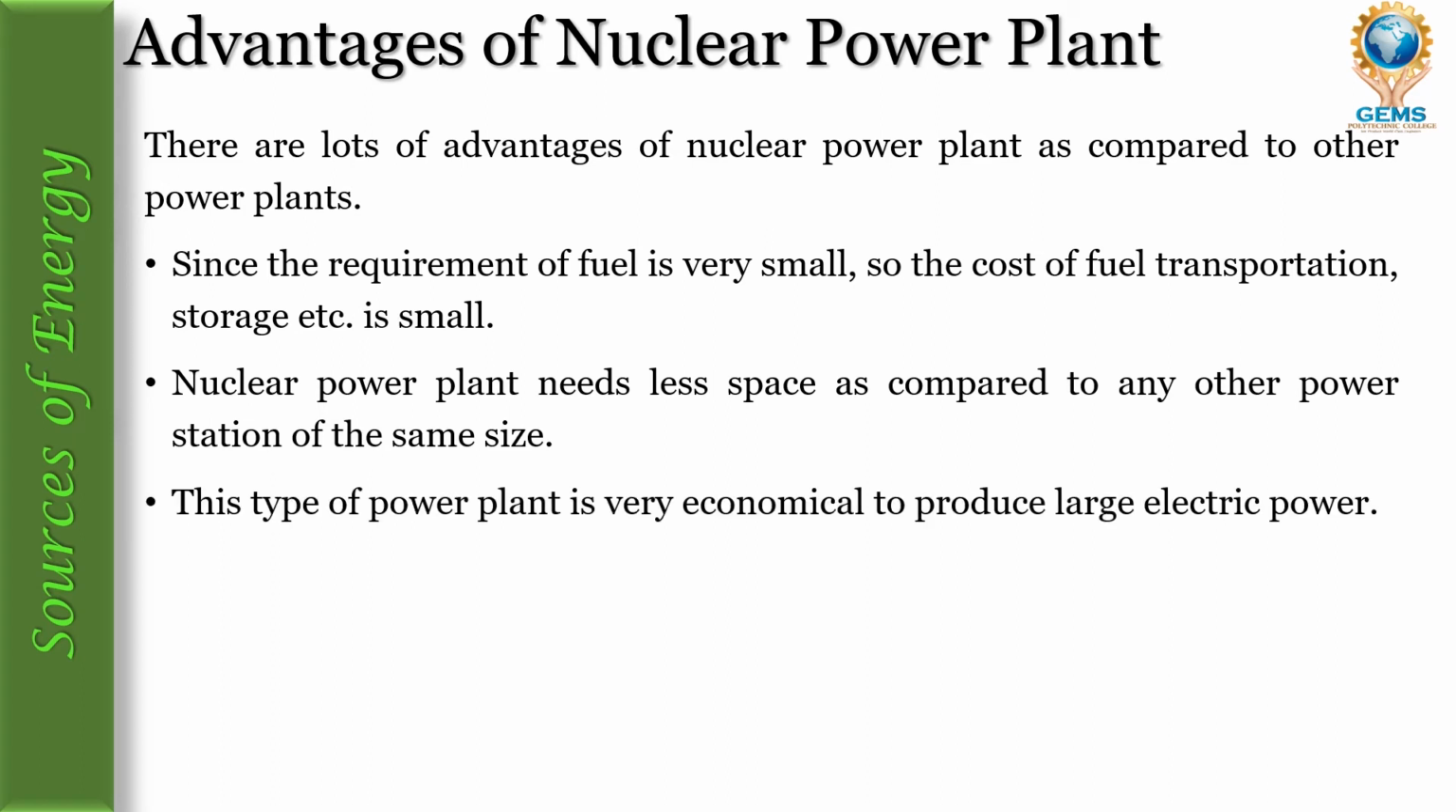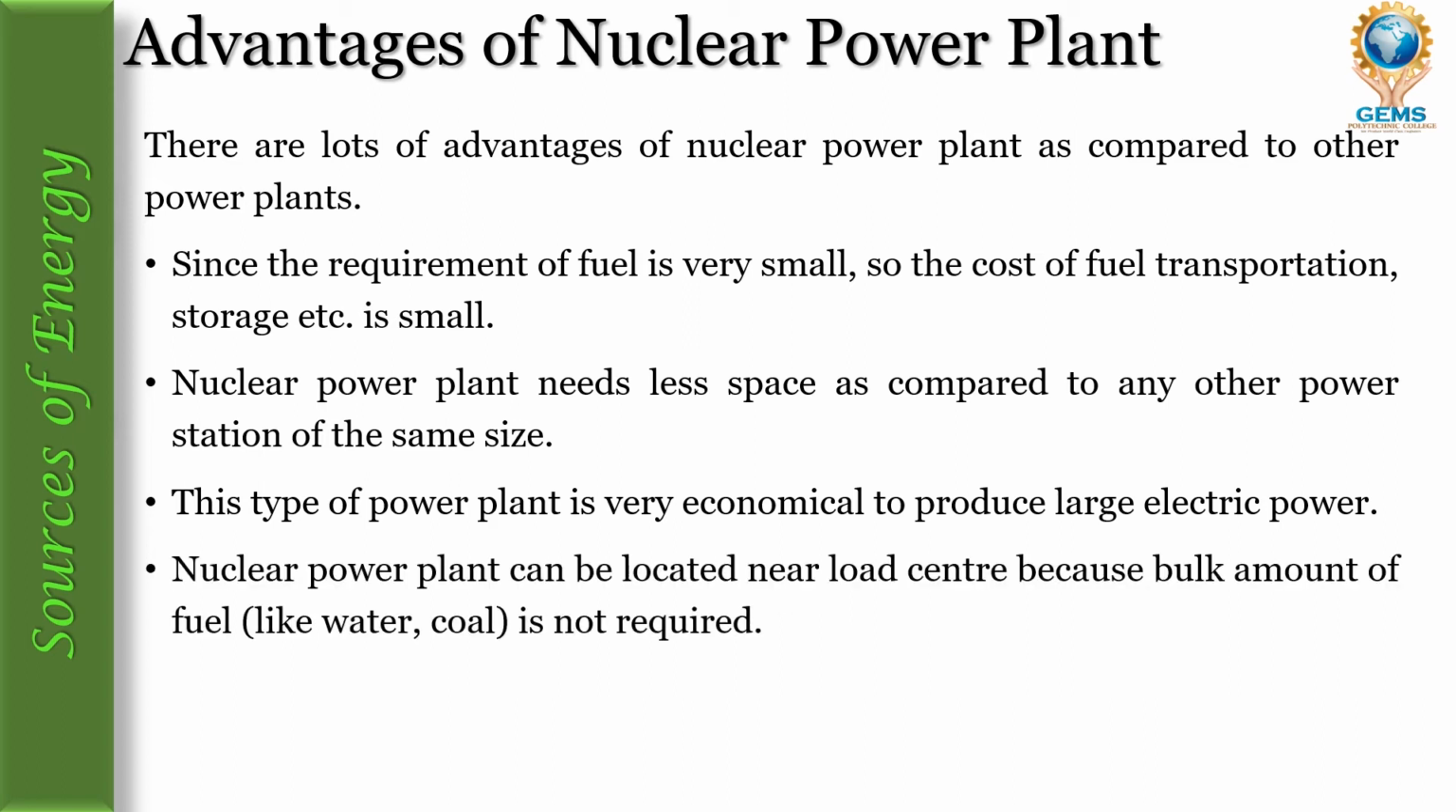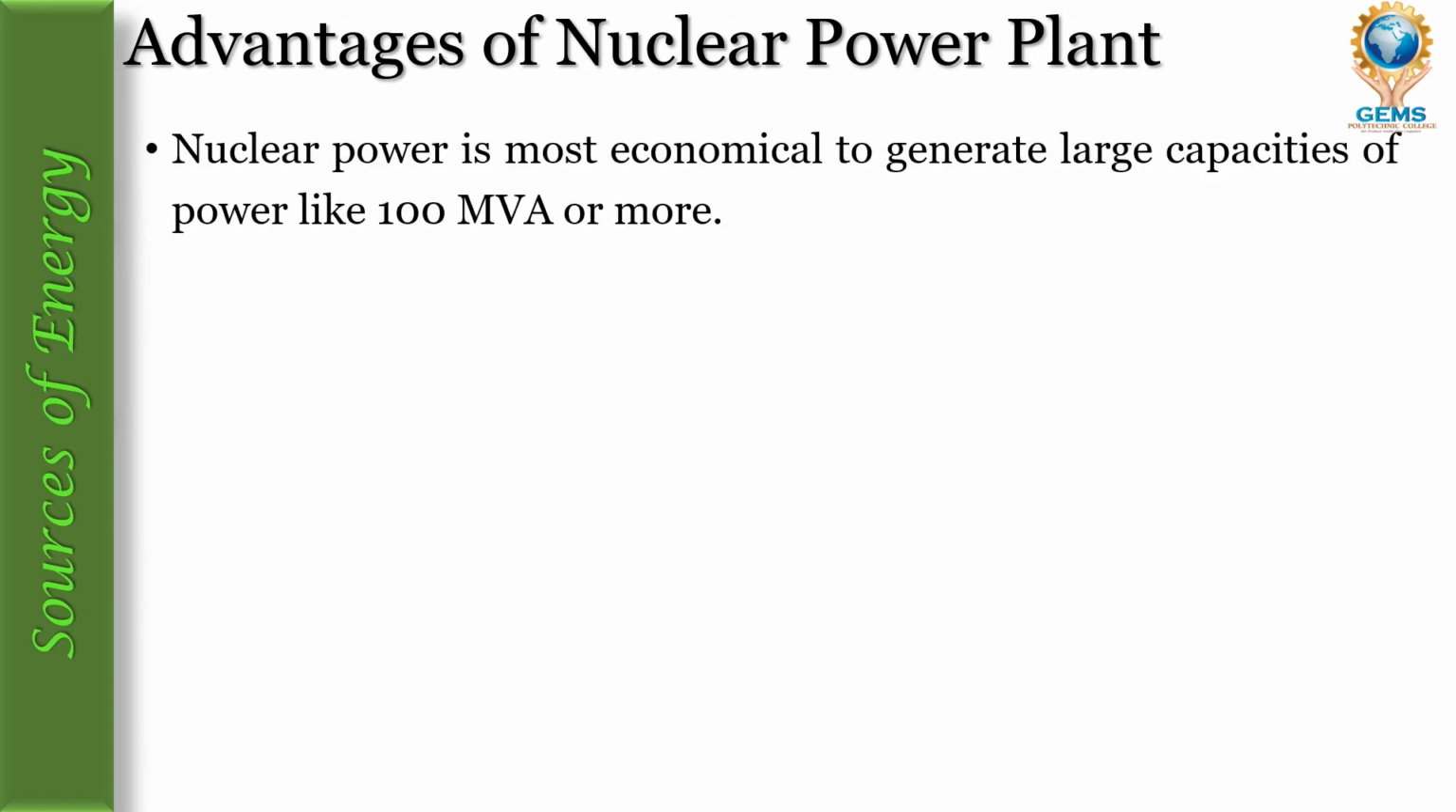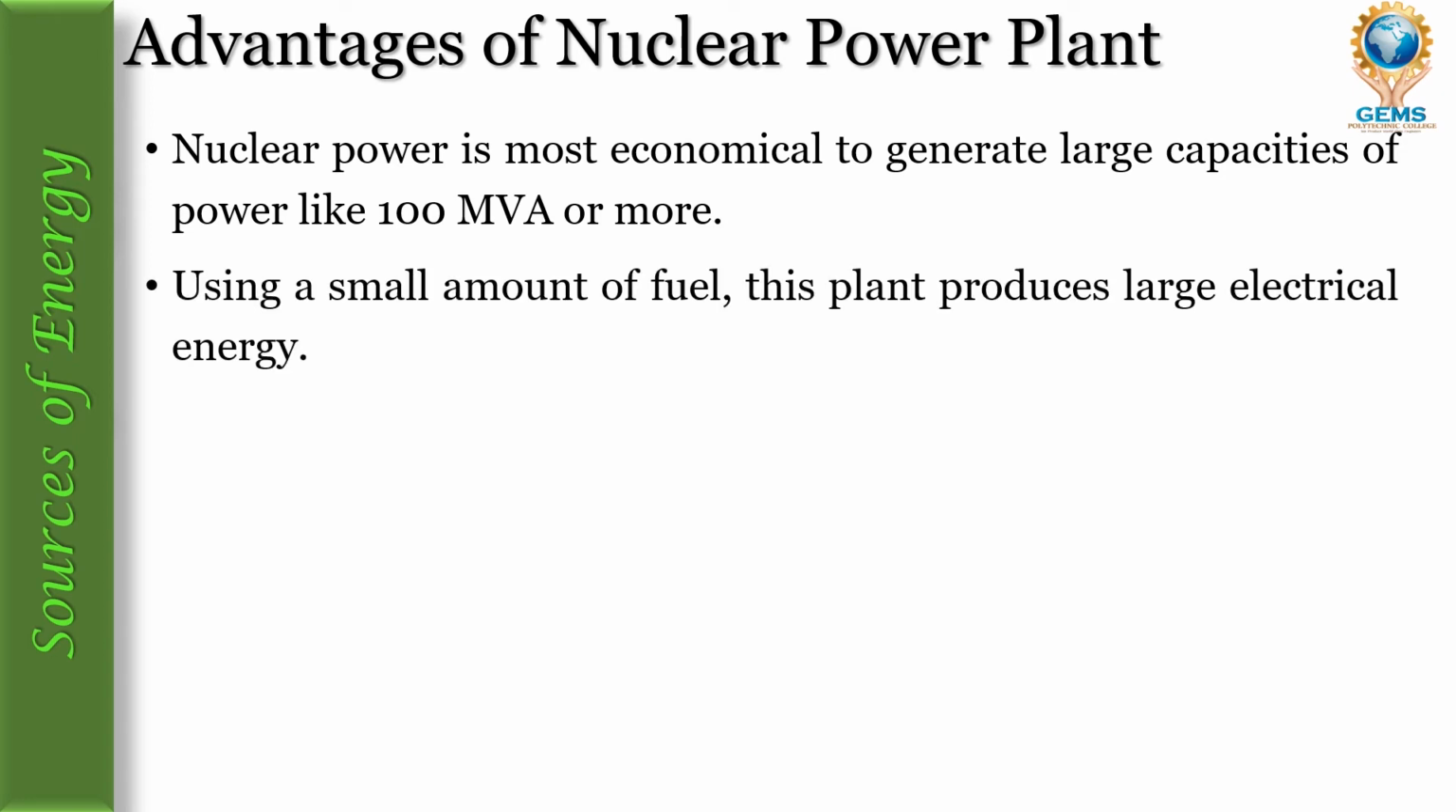This type of power plant is very economical to produce large electric power. Nuclear power plant can be located near the load center because a bulk amount of fuel like water, coal is not required. Nuclear power plant is most economical to generate large capacities of power like 100 mega volt amperes or more. Using a small amount of fuel, this plant produces large electric energy.